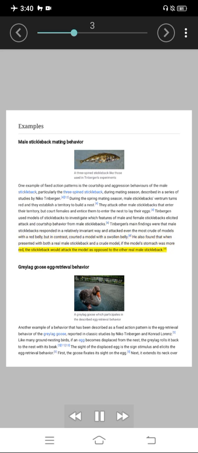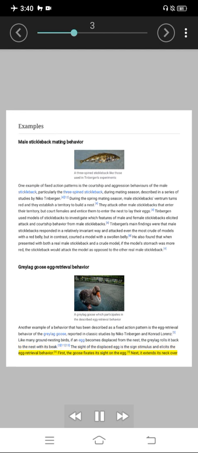Grey-lag goose egg retrieval behavior. A grey-lag goose which participates in the described egg retrieval behavior. Another example of a behavior that has been described as a fixed action pattern is the egg retrieval behavior of the grey-lag goose, reported in classic studies by Nico Tinbergen and Konrad Lorenz. Like many ground nesting birds, if an egg becomes displaced from the nest, the grey-lag rolls it back to the nest with its beak. The sight of the displaced egg is the sign stimulus and elicits the egg retrieval behavior.